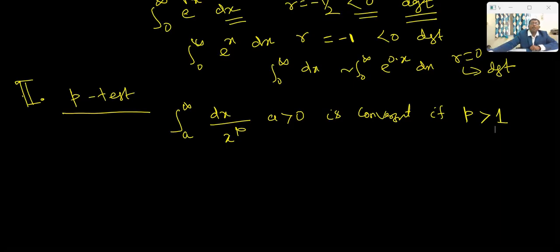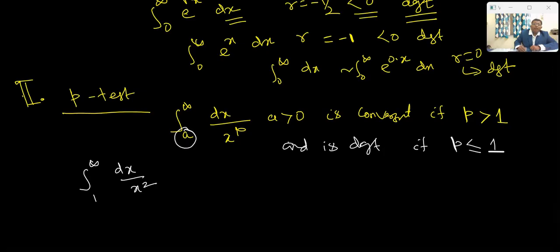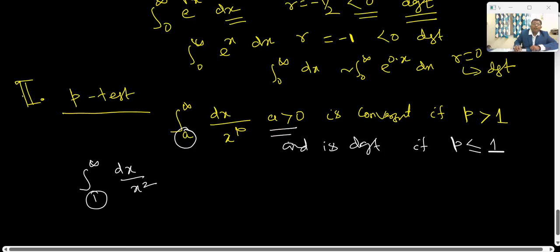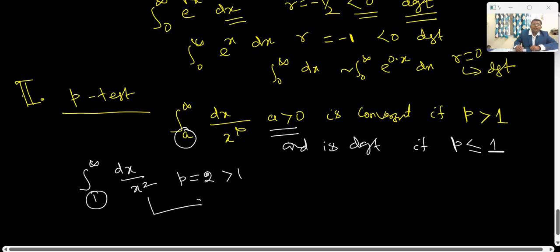And we say it is divergent if p less than or equal to 1, right? This will be a great help if I ask you some integral 1 to infinity dx by x square. Then we see here a is 1, so it is positive, right? Then we can say what is p here? Here p is 2, which is greater than 1. So this integral is convergent.